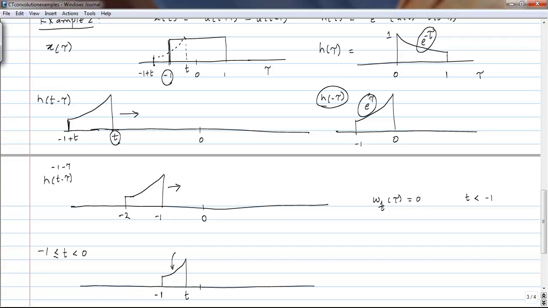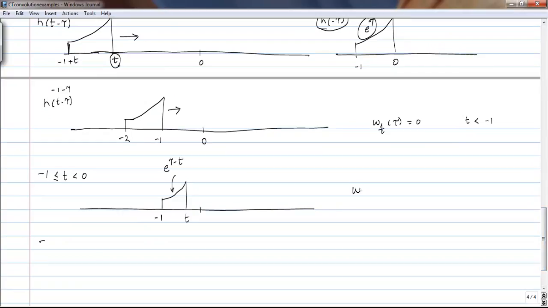I obtained this by replacing tau by tau minus t. So it should be e raised to tau minus t. Okay? So the expression for w sub t of tau is equal to e raised to tau minus t for all values of t between minus 1 and 0.